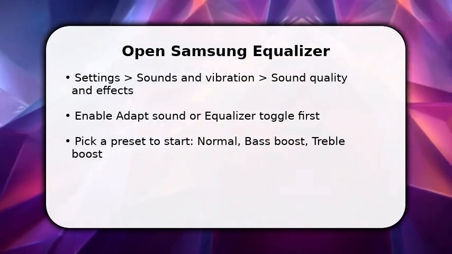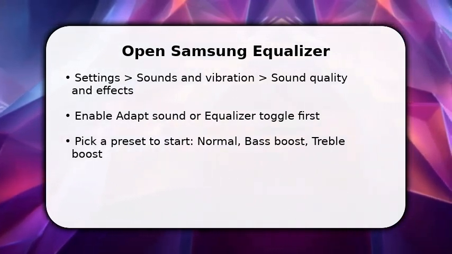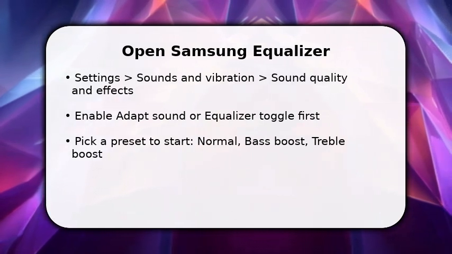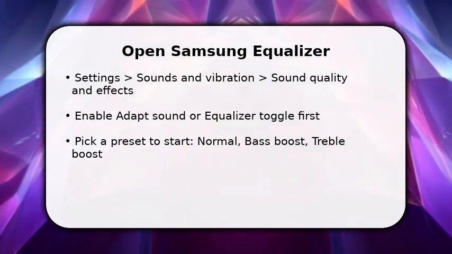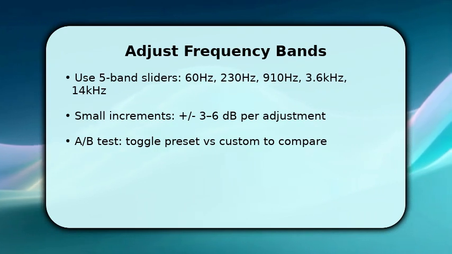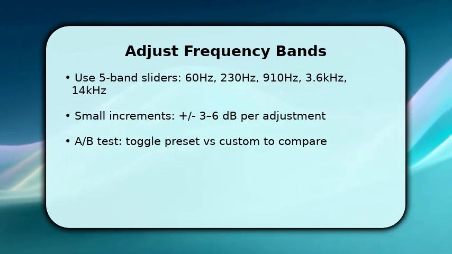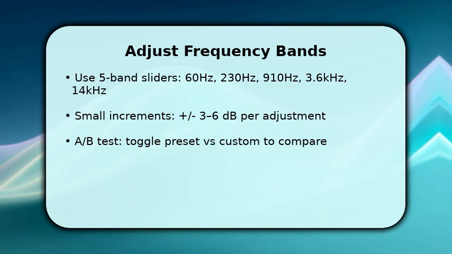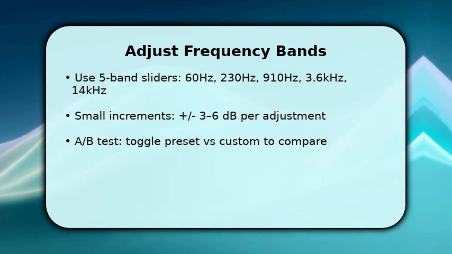Make sure your headphones or speaker are connected because profiles can change per output. After this initial setup, you're ready to refine frequencies for clarity. You now focus on the band sliders. Low to high, typically 60 Hz, 230 Hz, 910 Hz, 3.6K Hz, and 14K Hz.